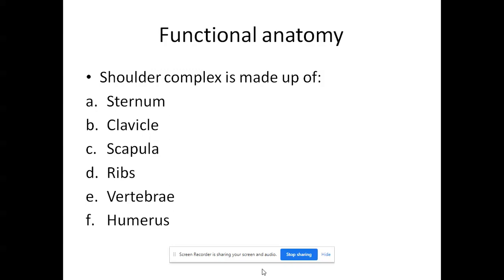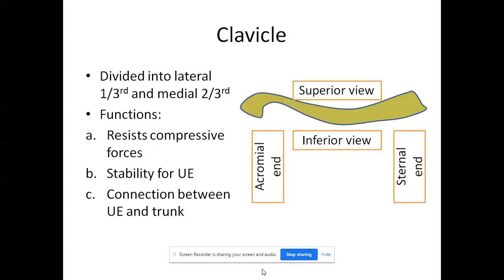Sternum, 1, clavicle, 2, scapulae, 2, ribs, thoracic vertebrae, humerus, 2, to form two shoulder complexes. Let's look into each in detail. Clavicle. It is divided into two parts, that is lateral one third and medial two third. Lateral end is known as acromial end as it forms a joint with acromion process of scapulae. Medial end is known as sternal end as it forms a joint with sternum, known as sternoclavicular joint.